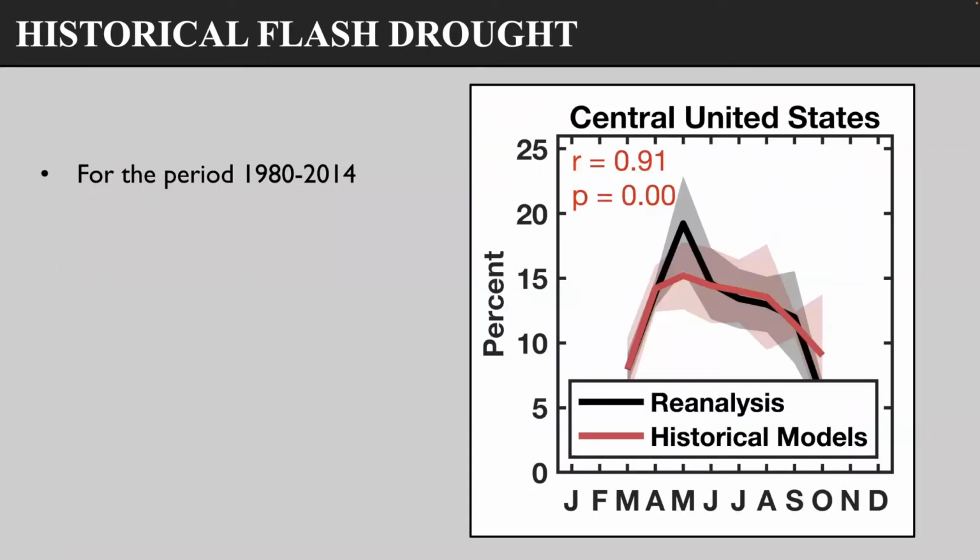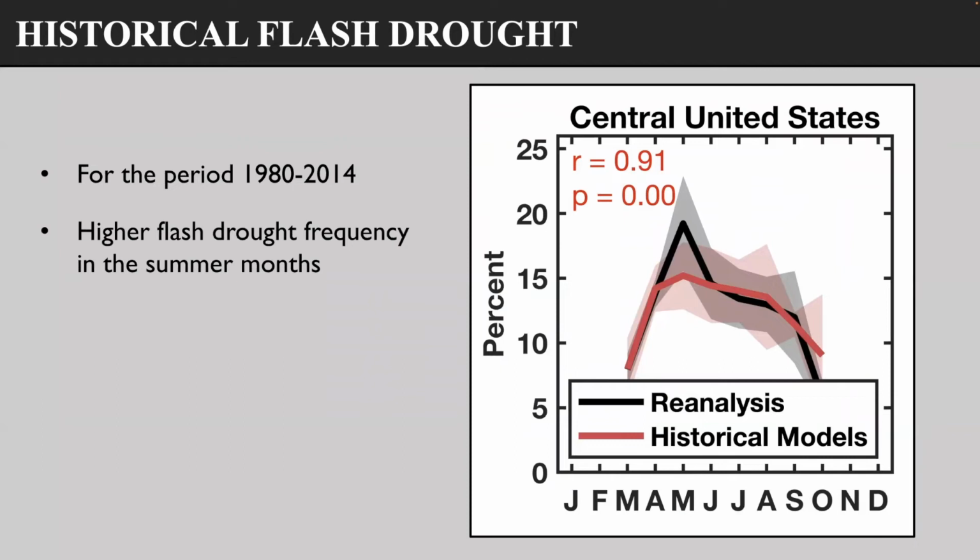So that was the spatial analysis. We can also just take a quick look at the temporal analysis to make sure that the seasonal cycle of flash drought is also captured. Looking at the period between 1980 and 2014, we can see that generally there is a higher flash drought frequency in the summer months.